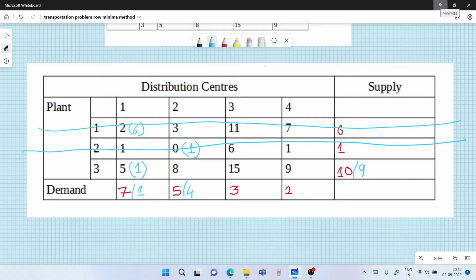Now we apportion from this 9 million liters, 4 million liters to distribution center number 2, because this is the next higher cost of supply. Therefore, we have 5 million liters left in plant number 3. Now, the demand in distribution center number 4 is 2. Therefore, we can apportion only 2 million liters to distribution center number 4. So, we are left with 3 million liters in plant 3. Now, this 3 million liters is now apportioned to distribution center number 3. Therefore, the supply from plant number 3 is now exhausted.